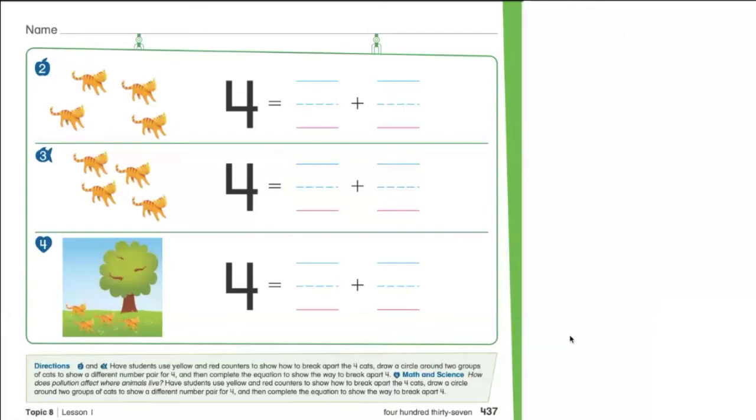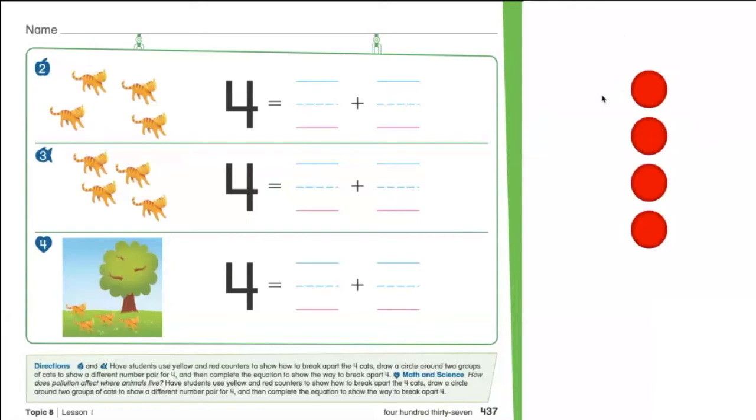If you need to pause the video to grab your paper, go ahead and do that now. All right, let's get started. Today we're going to use yellow and red counters to show how to break apart the 4 cats. I want you guys to draw a circle around the 2 groups that we break apart today. Then we're going to complete the equation to show the way that we broke apart 4.